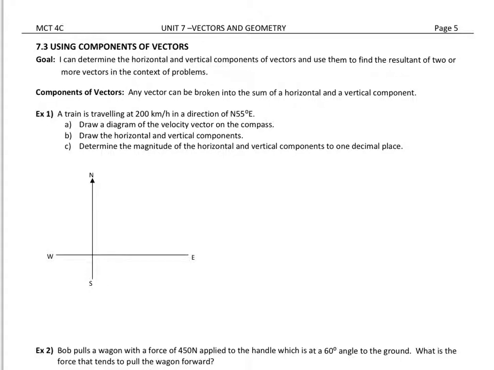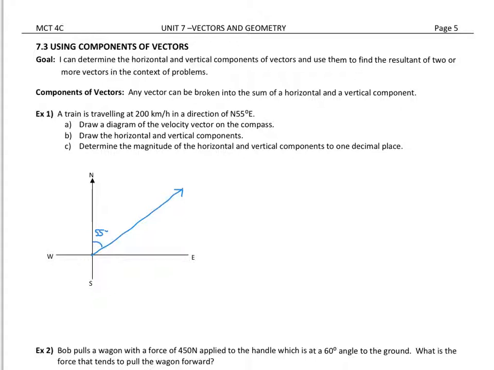The first example is a train is traveling at 200 kilometers per hour in a direction of north, 55 degrees east. So we talked about these quadrant bearings in a previous lesson. So that means we're off of north, heading 55 degrees towards the east. So I'm going to draw my vector just like this, and the 55-degree angle is in here. Now, the horizontal and vertical component look like this.